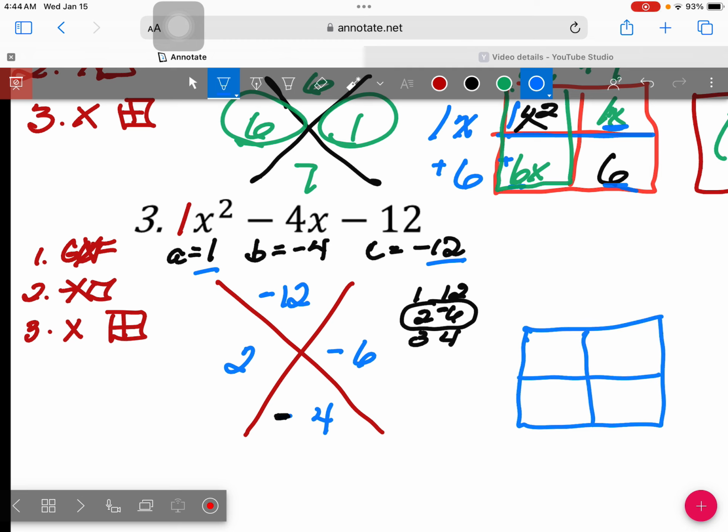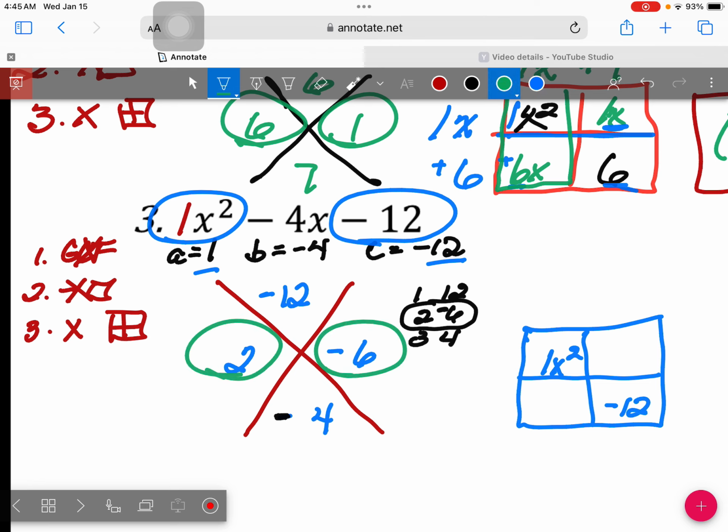And as mentioned previously, the first term goes in the first box. The last term goes in the last box. And the two factors that we just found fill in times x, whatever that variable is. So that's going to be 2x and -6x. Look at each row, find the greatest common factor. You've got 1 and -6. That's going to be 1 is the greatest common factor.